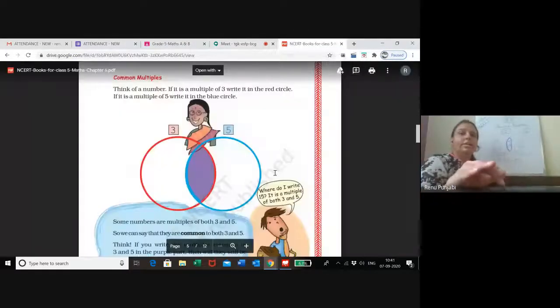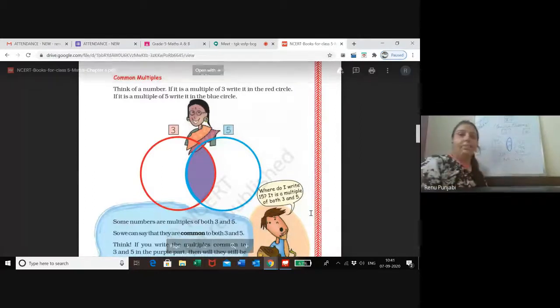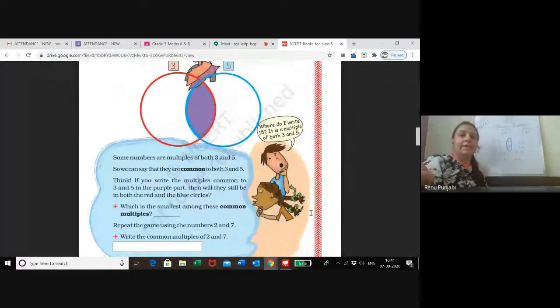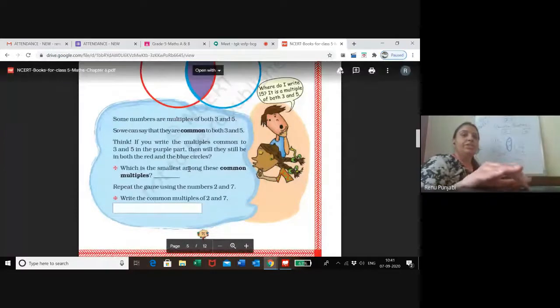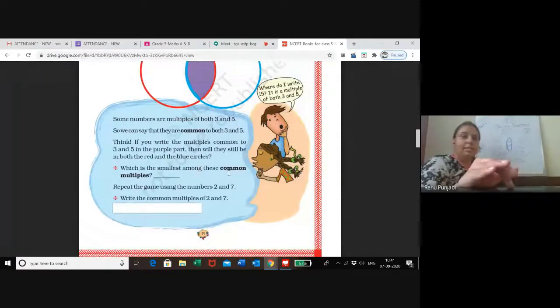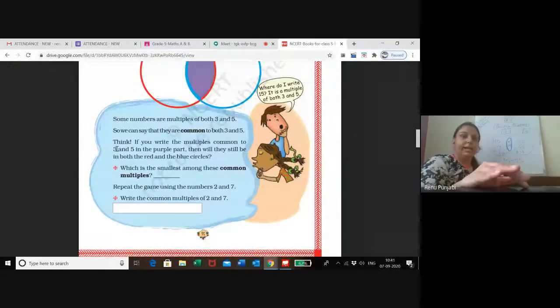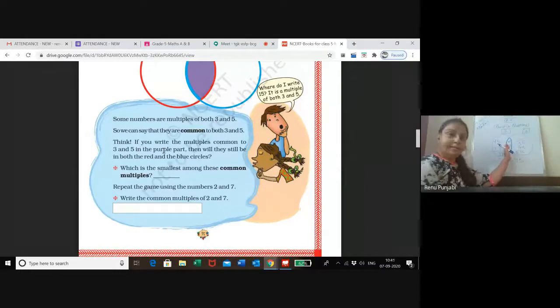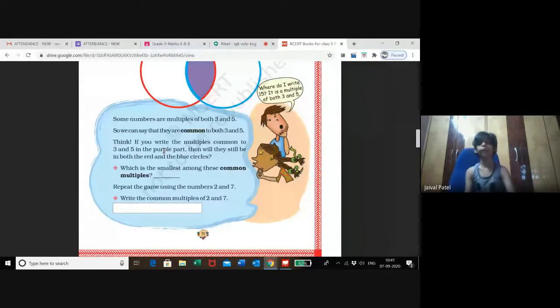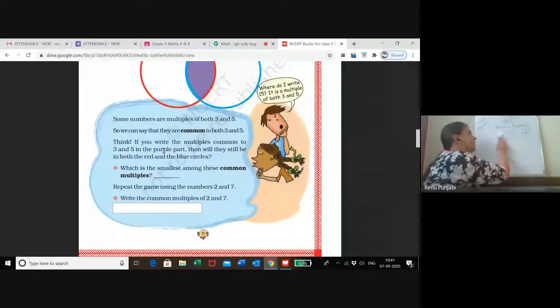Now, this way you will do with the table of 2 and 7. So complete this page: which is the smallest common in these multiples. First you have to write the table of 3, write the table of 5 and write the common multiples here. This I have explained to you. There are 4, 5 and 6 also at page 92. Yes, I will come on that also. That is another one.